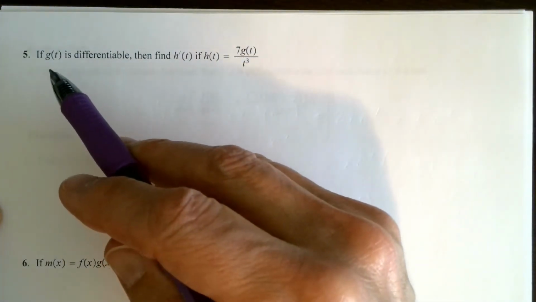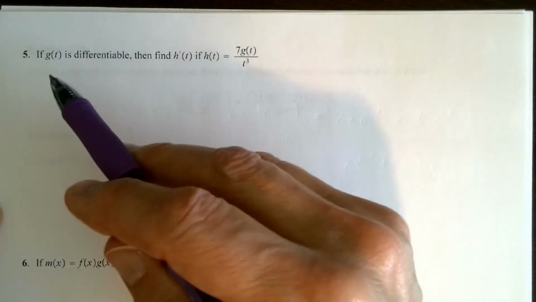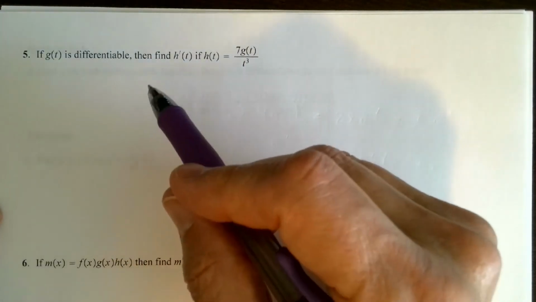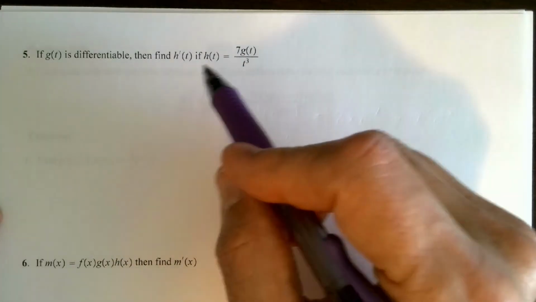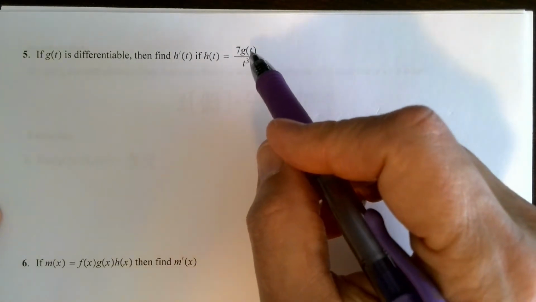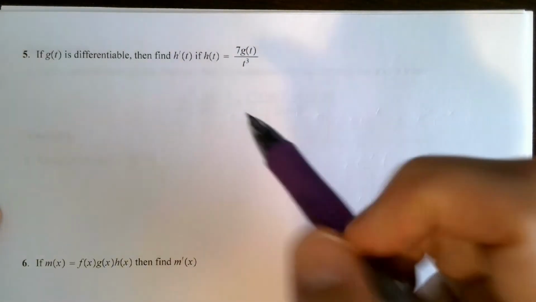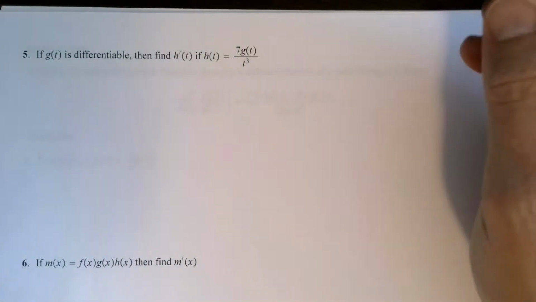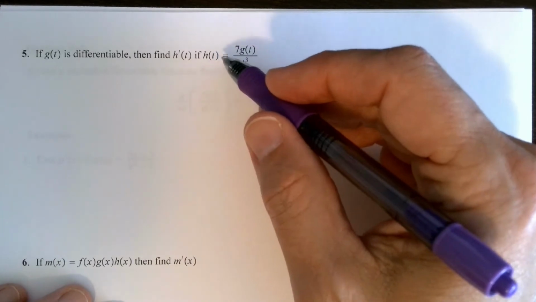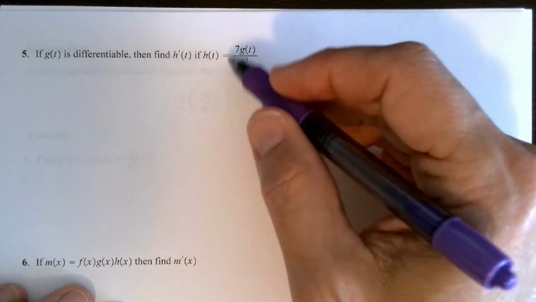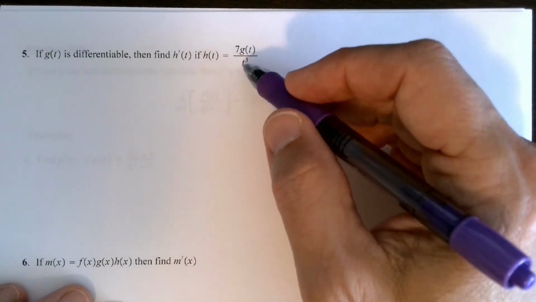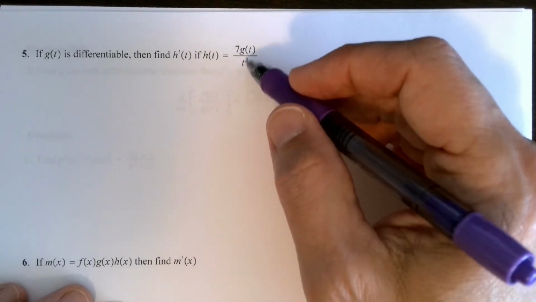G is going to be a differentiable function, obviously a function of t, so we know g prime exists. And we're going to find h prime of t if h of t is defined to be 7 times g of t divided by t cubed. So a couple things going on here. We've got one function written in terms of another function, so that's kind of new maybe for us for taking derivatives. But also we learned about the product rule, and this looks like a quotient.